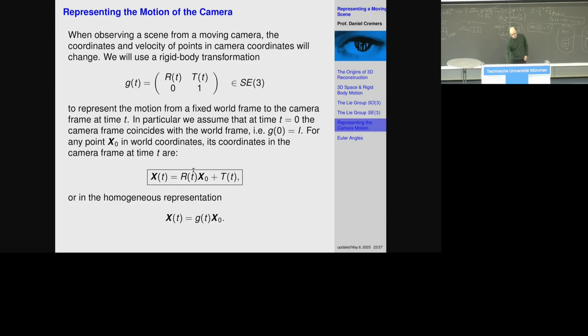You can either write it in 3D coordinates, rx plus t, or if you like, you can write it in these homogeneous 4D coordinates that we've seen, and then you would just write g times x0. And now you have to be really careful. The x0 in the box is a 3D vector. The x0 in the equation at the bottom is a 4D vector. So strictly speaking, it is not the same thing, and strictly speaking, you should use different notation.